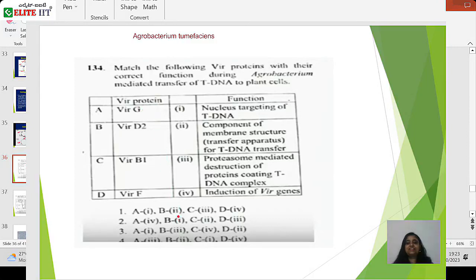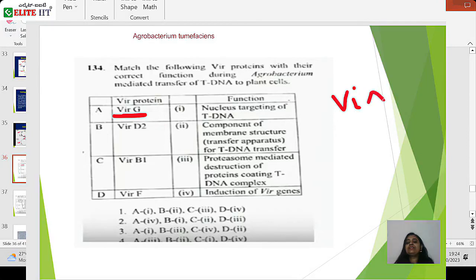See, if you don't know anything, if you know only one thing, from that also you can find the answer. See, Vir G, this should be, I think, induction of virulence genes. I told you this is the important gene, Vir G. First of all, Vir A.